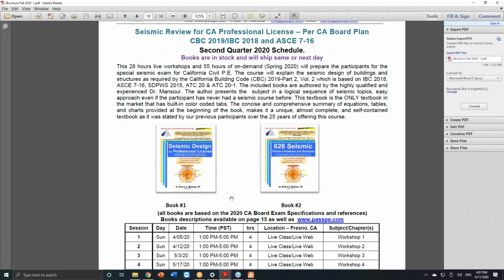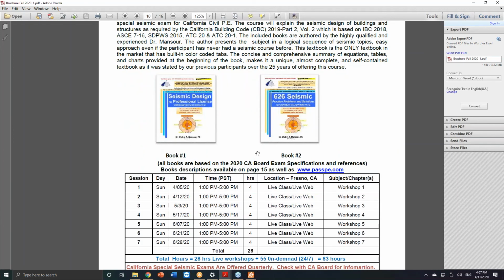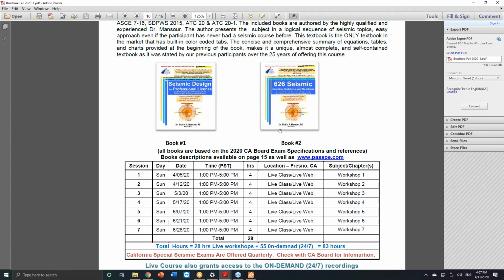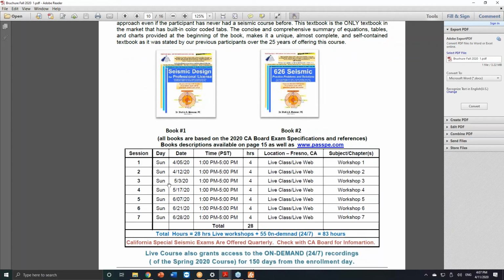I'm using my own seismic books. This is the 50th edition. I used to have 5 books, but this time I condensed it to 2 only. I still have the other 3 books available. But basically, a very interesting course. So tomorrow is 412 from 1 to 5. Okay. Good.